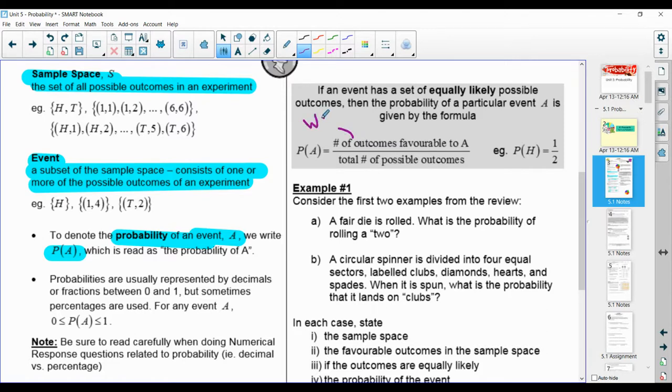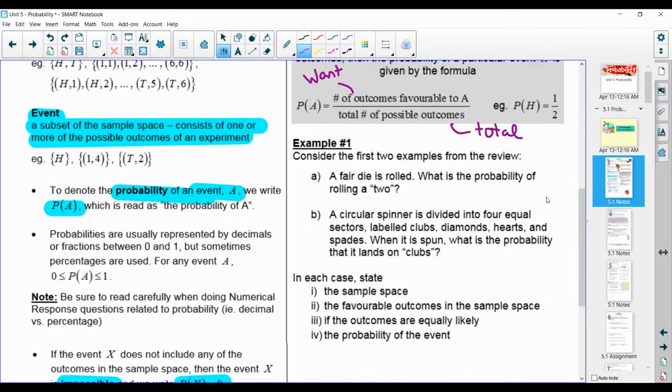So if we're writing this down here, the probability is favorable over possible, so in other words, what we want over the total possible. So if we're flipping a coin and we're looking at the probability of getting heads, well, there are two possibilities, heads or tails, and we've got a 1 out of 2 chance of getting heads.